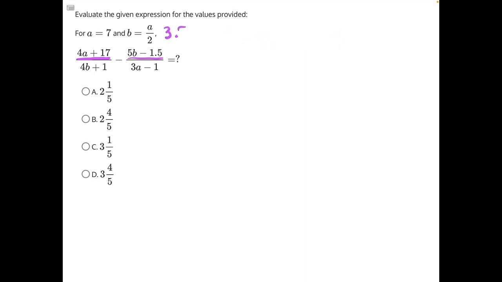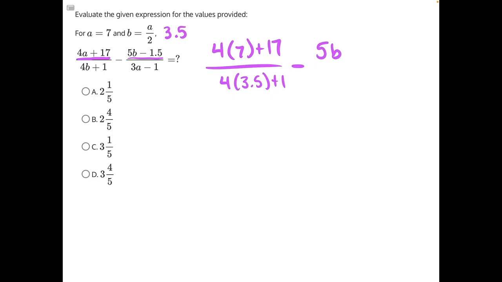And now we can begin to substitute. We have 4a plus 17, and a we know is equal to 7. Then we have 4b plus 1, and b we know is equal to 3.5. Subtract 5b, which we know is 3.5, minus 1.5 over 3a, which we know is 7, minus 1.